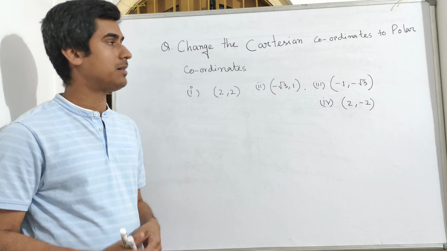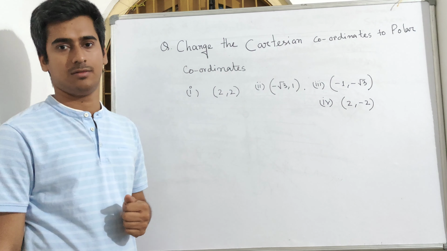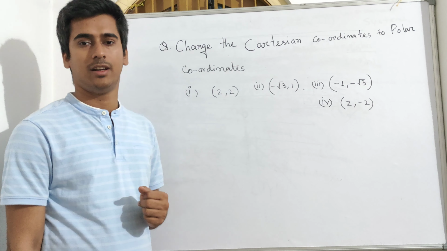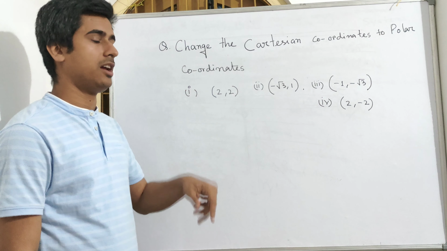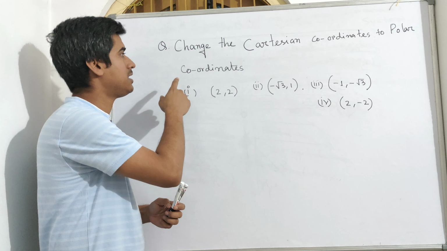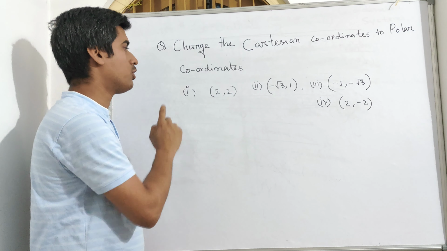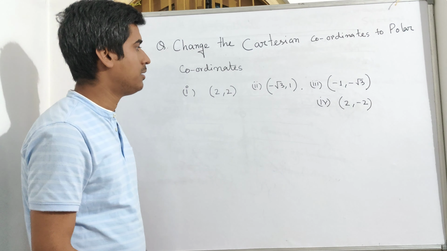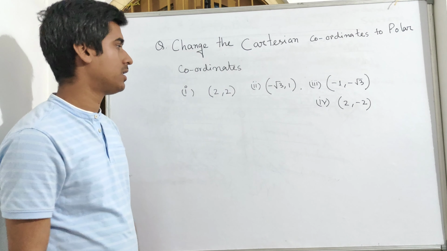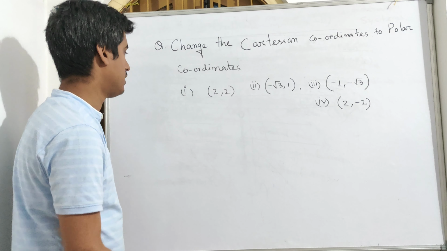Yesterday we discussed the relation between Cartesian and polar coordinates. Today we will solve some problems related to Cartesian and polar coordinates. Here a question is given: change the Cartesian coordinates to polar coordinates: (2, 2), (minus root 3, 1), (minus 1, minus root 3), (2, minus 2). Now we will solve the problems.